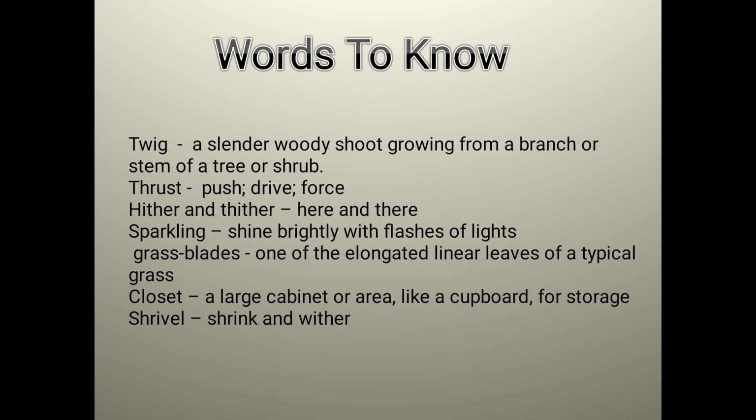So let us know a few words that we come across in the poem. Twig: a slender woody shoot growing from a branch or stem of a tree or shrub. Thrust: push, drive, force. Hither and thither: here and there. Sparkling: shine brightly with flashes of light. Grass blades: one of the elongated linear leaves of a typical grass. Closet: a large cabinet or area like a cupboard for storage. Shrivel: shrink and wither.